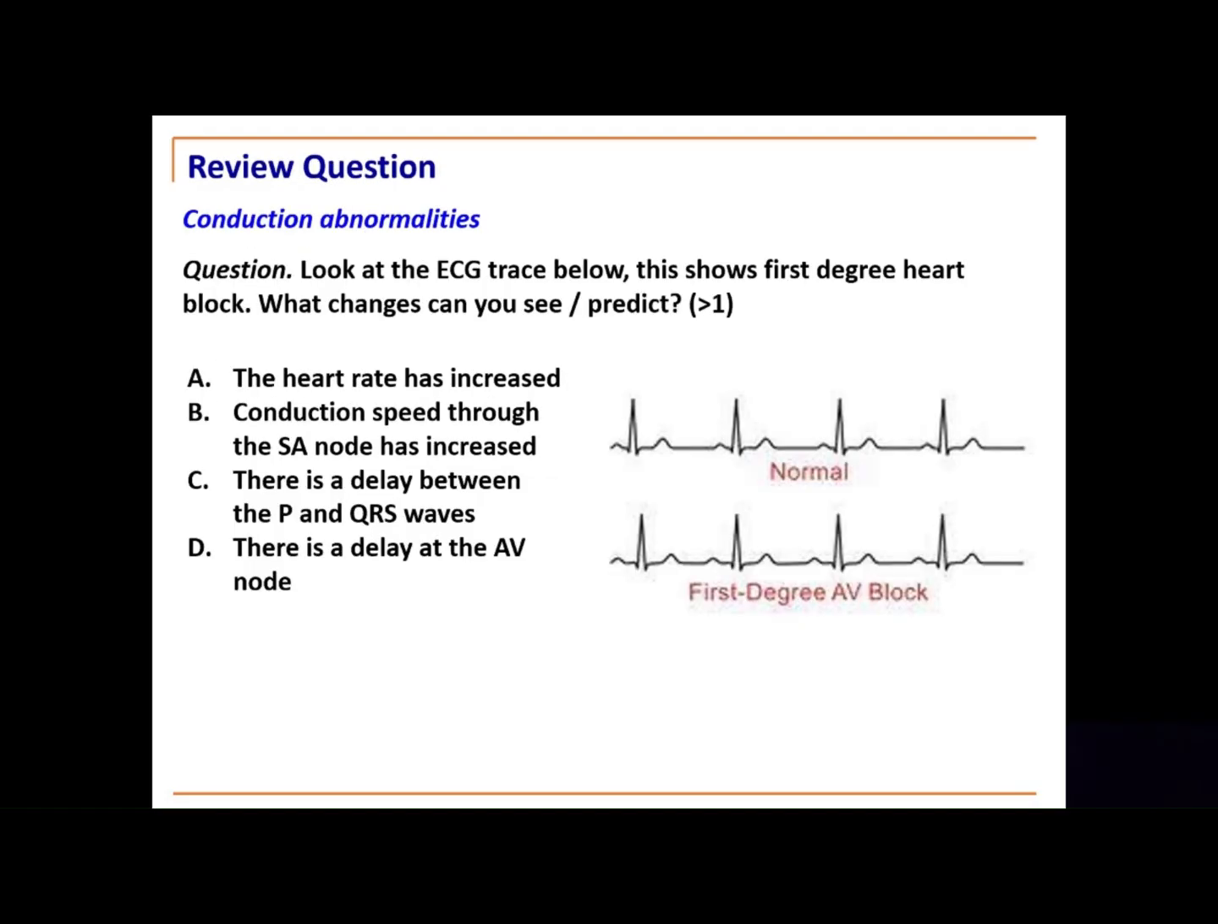So, last couple of slides, I want you to have a look at these abnormalities, these ECGs, and just tell me what you think is happening. Have a look. The normal is there for you to look at. Then we've got first degree AV block. I want you to say, what can you actually see when you're looking at that ECG? And what might you predict as well?